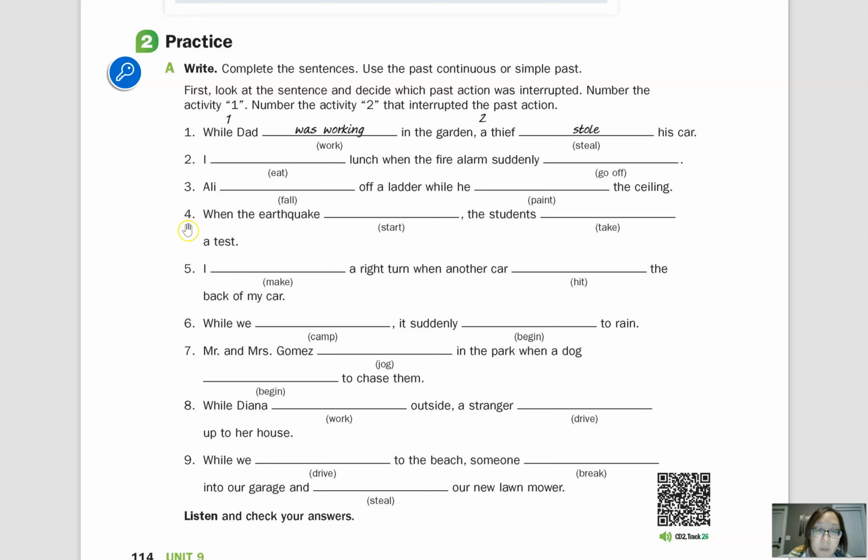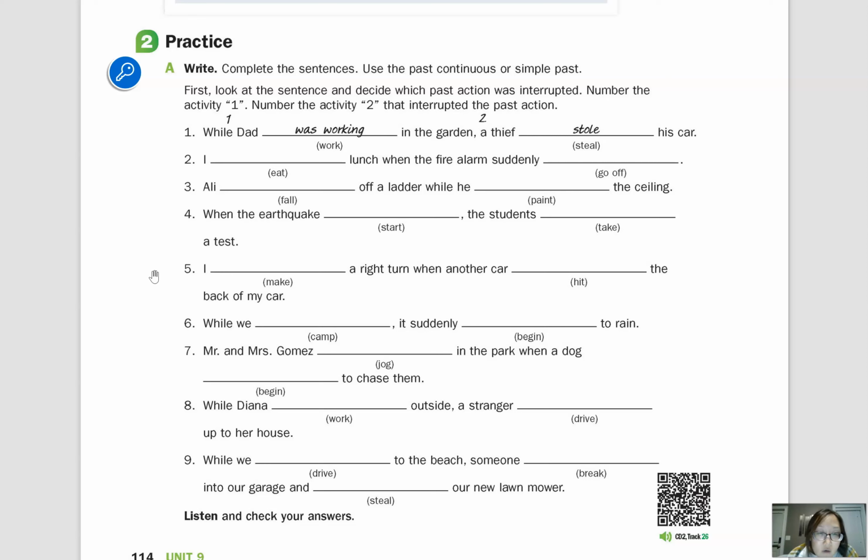Okay, number 4, you can ask, what happened while the students were taking a test? Or you can ask, what were the students doing when the earthquake started? Okay, and then number 5, you can ask, what happened while you were making a right turn? Or, what were you doing when another car hit the back of your car?